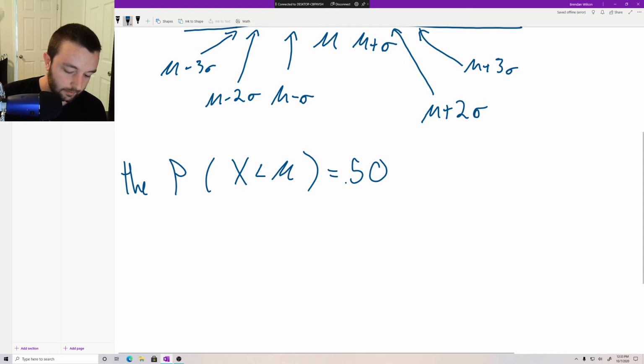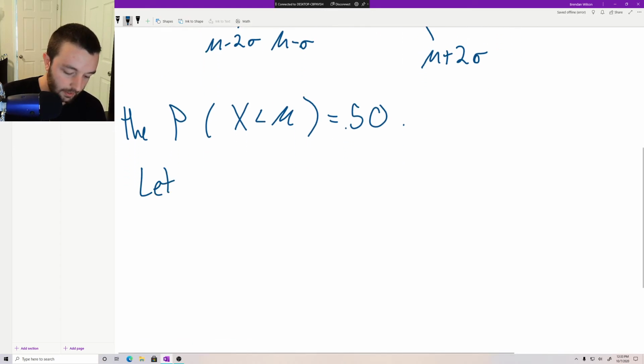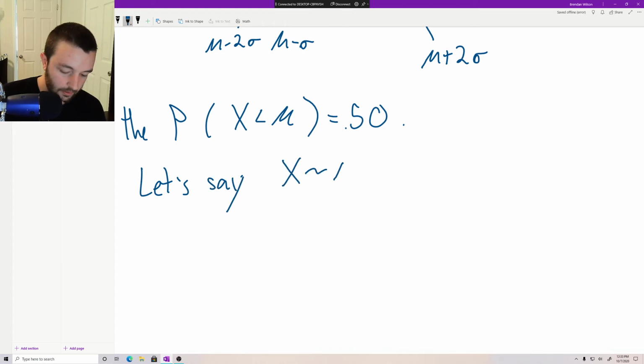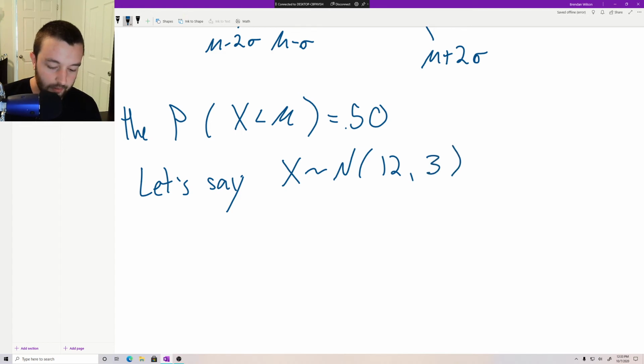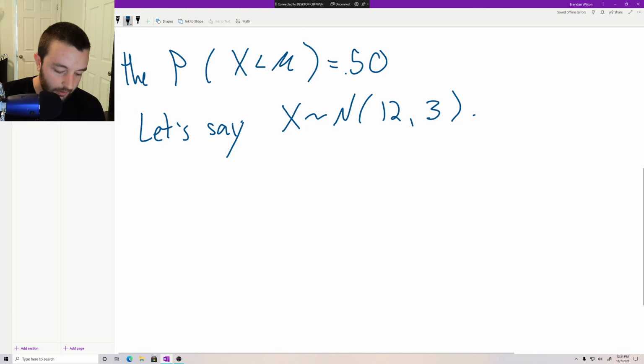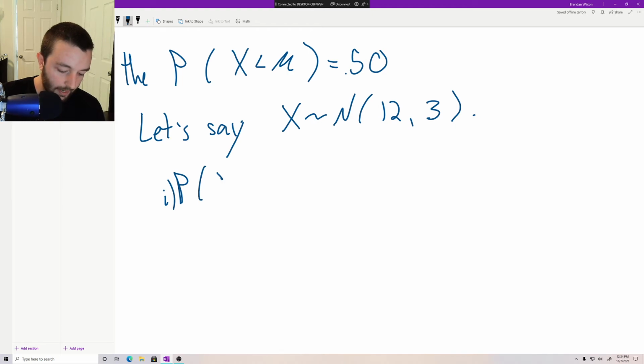Let's put some numbers in here. Let's say x is normally distributed with mean 12, standard deviation 3. I think these are the numbers we used yesterday or something close to that. So using the empirical rule, let's say first of all, the probability that x is less than 12 is equal to 0.5.